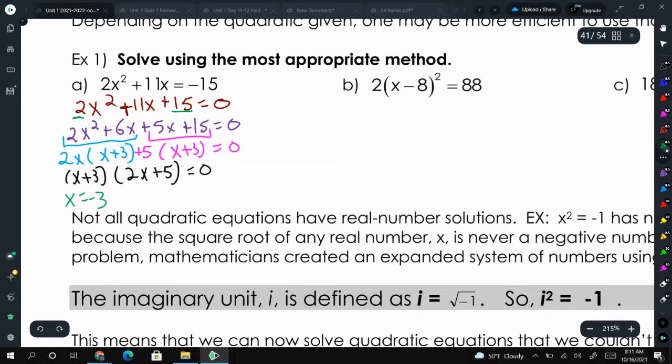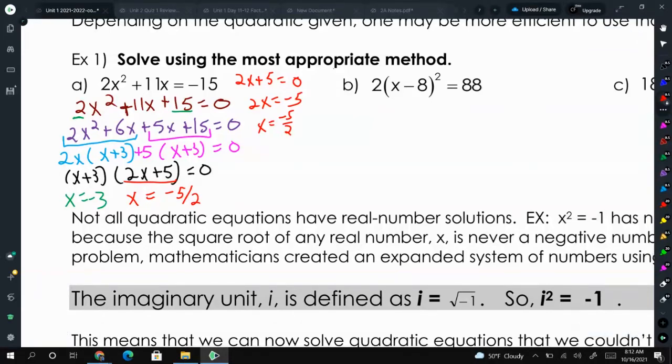x equals negative 3. And then for this one, that's going to require a little bit more work. So 2x plus 5 equals 0. 2x equals negative 5. x equals negative 5 over 2. So that will be our solution. And that is the most appropriate or the most efficient way to solve this problem.